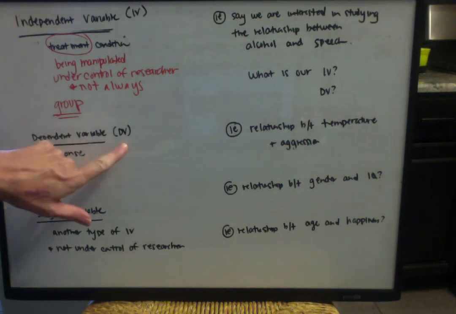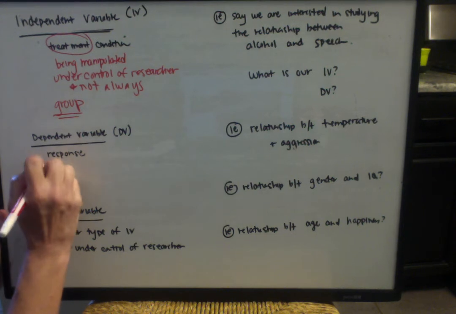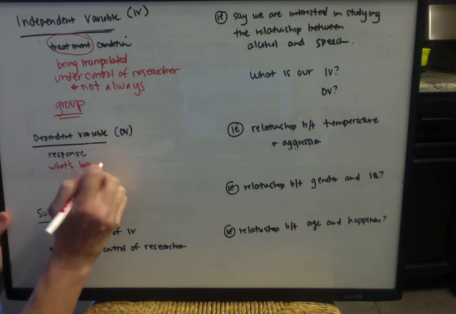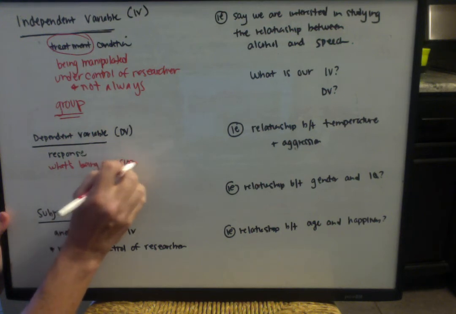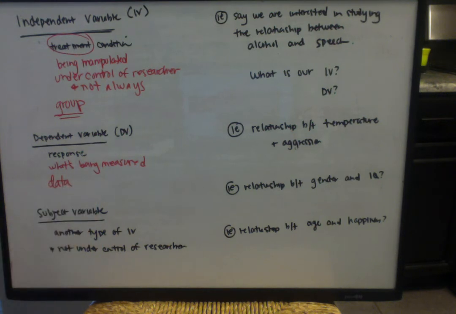A dependent variable, which forevermore I will be indicating with a DV, is essentially the response. Another way of thinking about it is that it is what's being measured. And another way of thinking about it is it's your data. Whenever I can, I'm going to try to give you memory devices or quick ways to remember things. Dependent variable begins with a D. Data begins with a D. Dependent variable is your data.